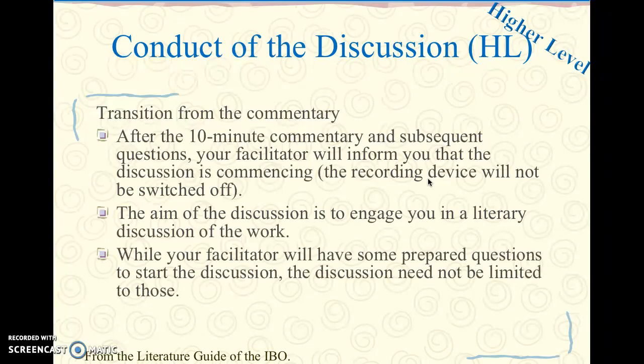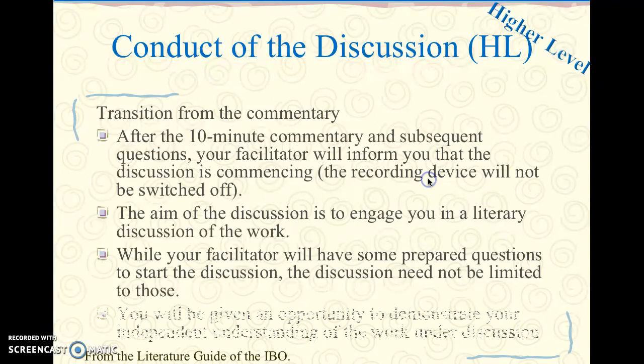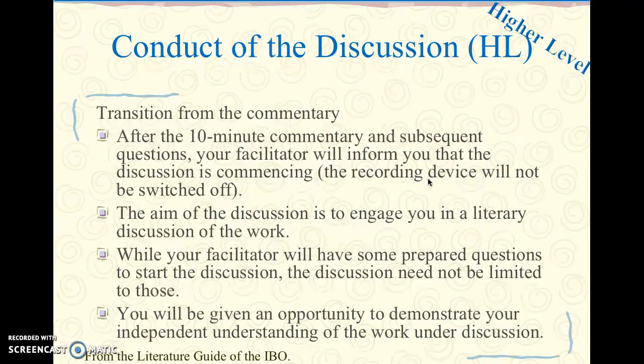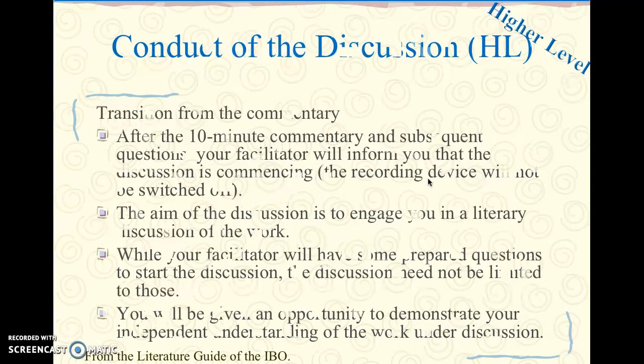The aim of the discussion is to engage you in literary discussion of the work. While your facilitator will have some prepared questions to start the discussion, it need not be limited to those. You will be given an opportunity to demonstrate your independent understanding of the work under discussion.